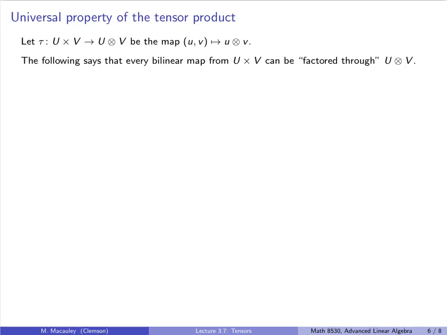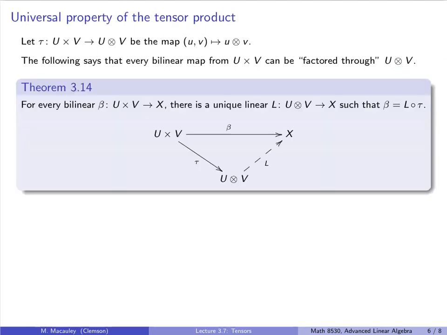The following universal property says that every bilinear map from X cross U can be factored through the tensor product U cross V. Formally, we have to show that for every bilinear map beta from U cross V to X, for any vector space X over K, there is a unique linear map L from the tensor product to X such that beta equals L of tau. So do tau first, then do L. In other words, any bilinear map factors through U tensor V.